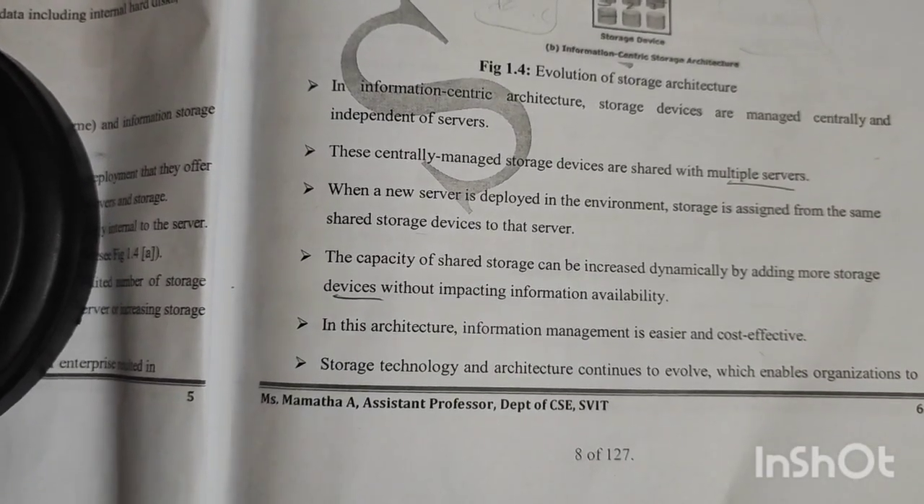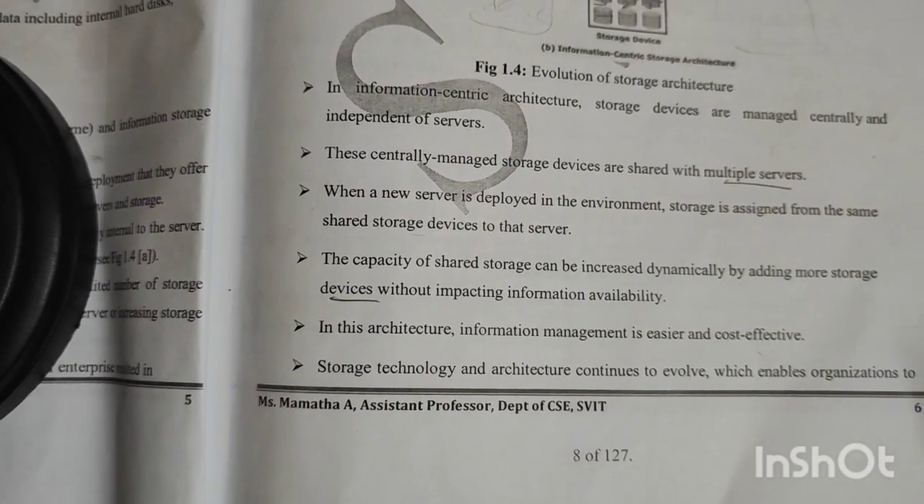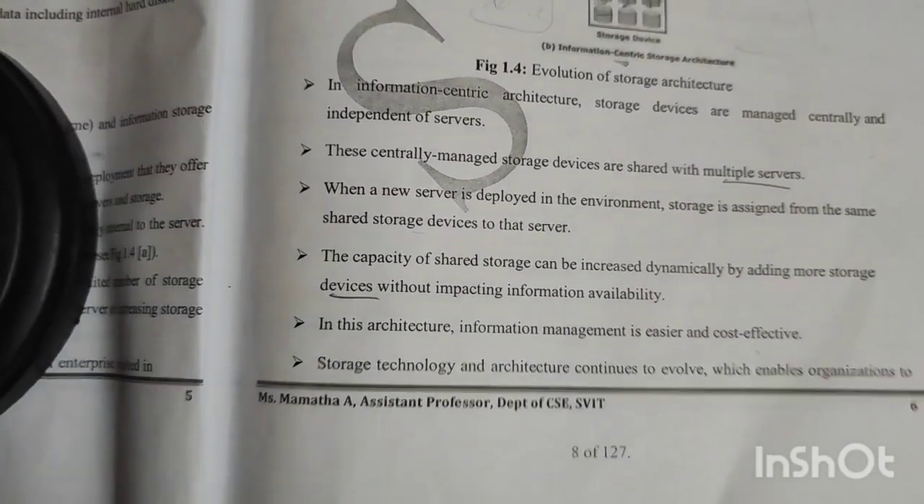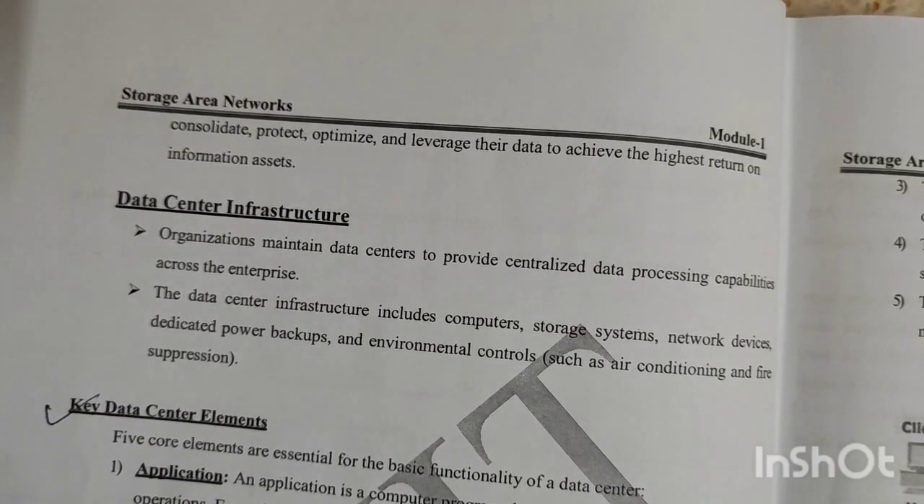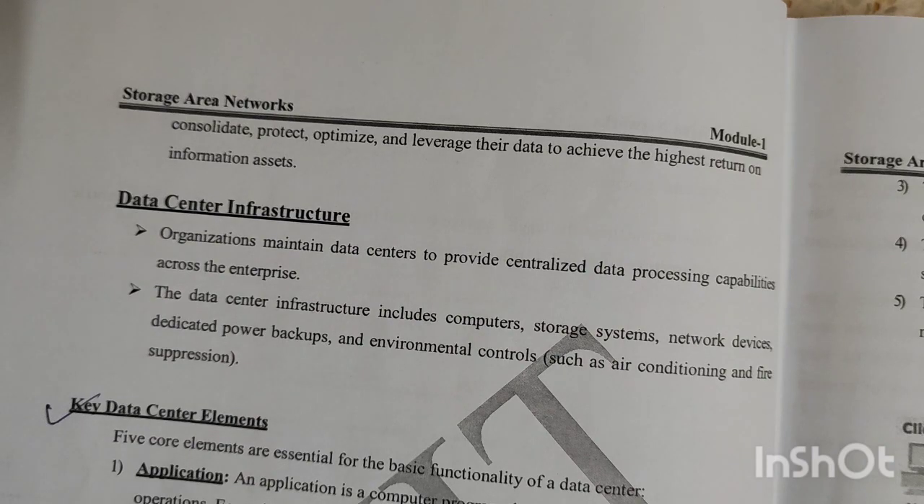The storage technology and architecture continues to evolve, which enables organizations to protect, optimize, and leverage their data for the highest return on information. So the main content that you need to write is storage centric to information centric. That is where you moved, and then you have to write about how it was from mainframe.